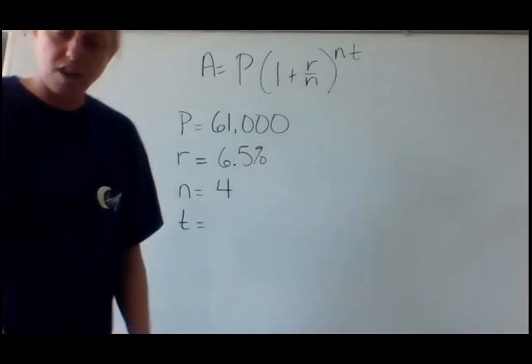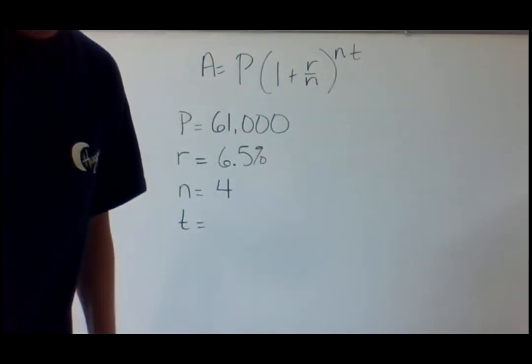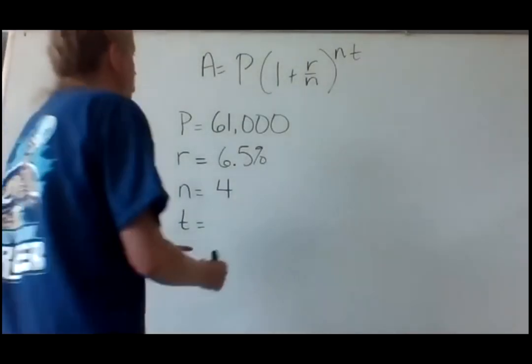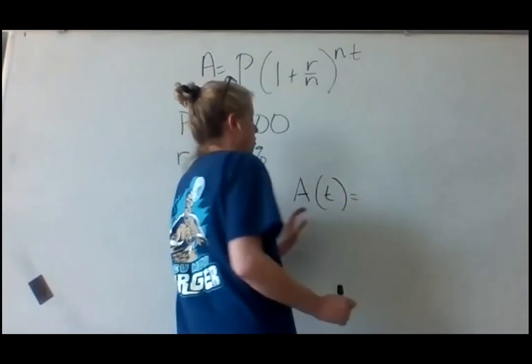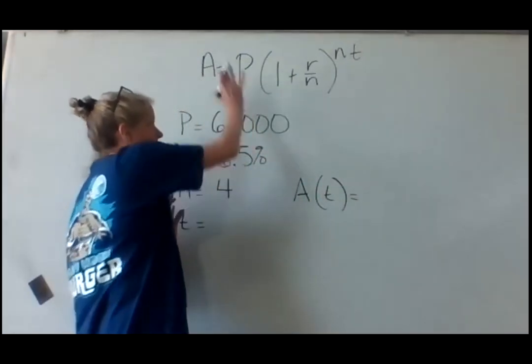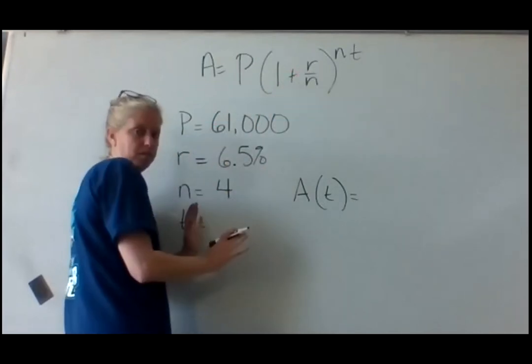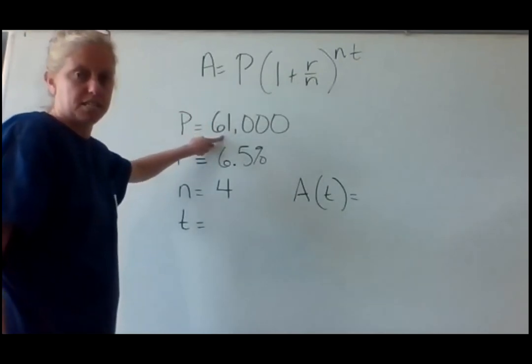So the first thing it wants to do is the function for the amount to which the investment grows after T years. All it wants you to do here is replace everything I know in this formula with what I know. So what can I put in place of this P? 61,000.